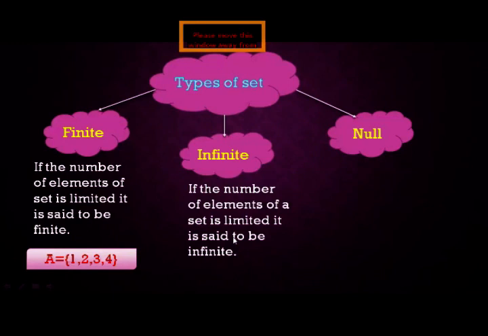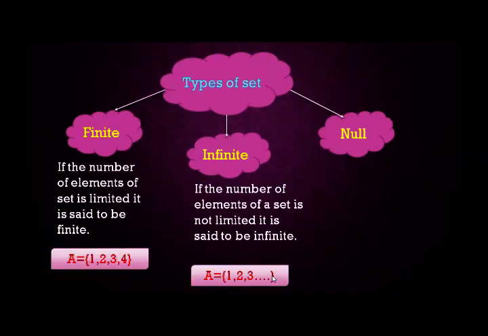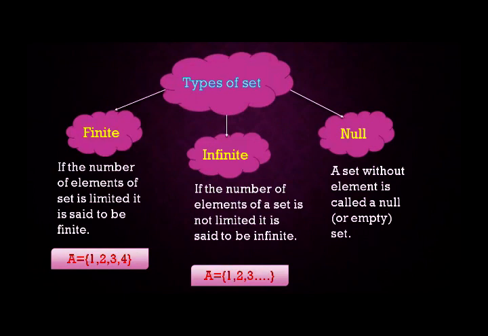For example, A equals to {1, 2, 3, ...}. Here you can see that the last range is not given. Dot, dot, dot represents that this is an infinite set. We don't know what is the last element of that set. The last one is null set. What is a null set? A set without elements is called a null or empty set. It means a set which has no element, no member inside the braces. So this set is known as a null set.